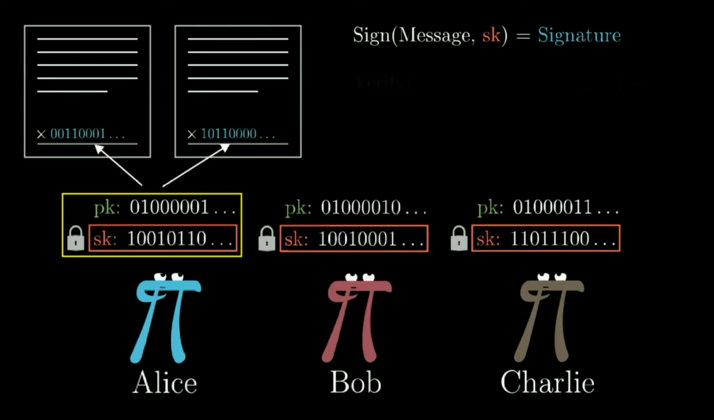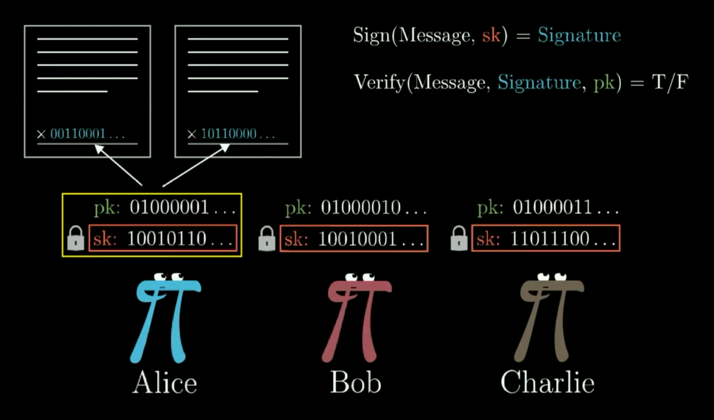Hand in hand with this is a second function used to verify that a signature is valid. And this is where the public key comes into play. All it does is output true or false to indicate if this was a signature produced by the private key associated with the public key that you're using for verification.